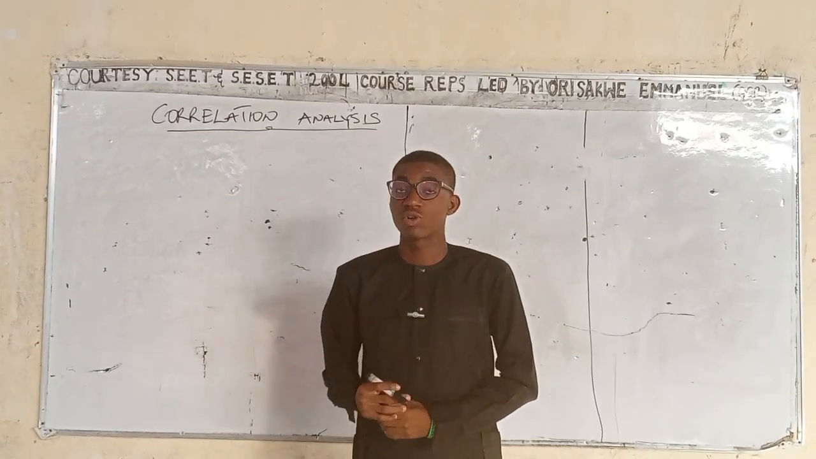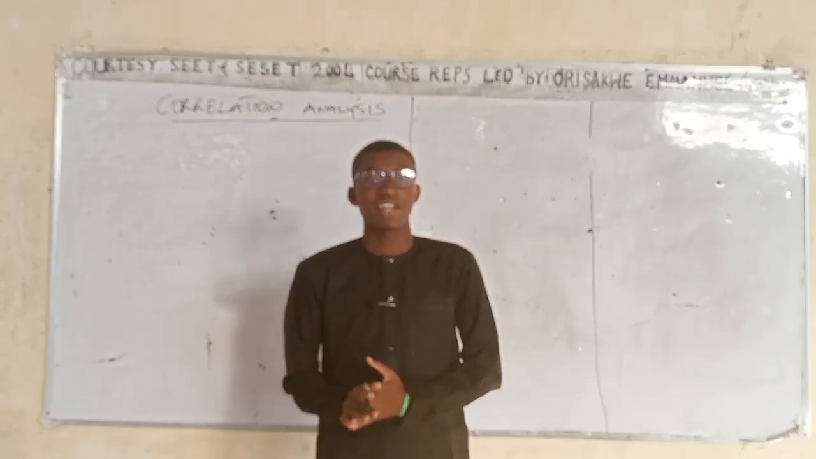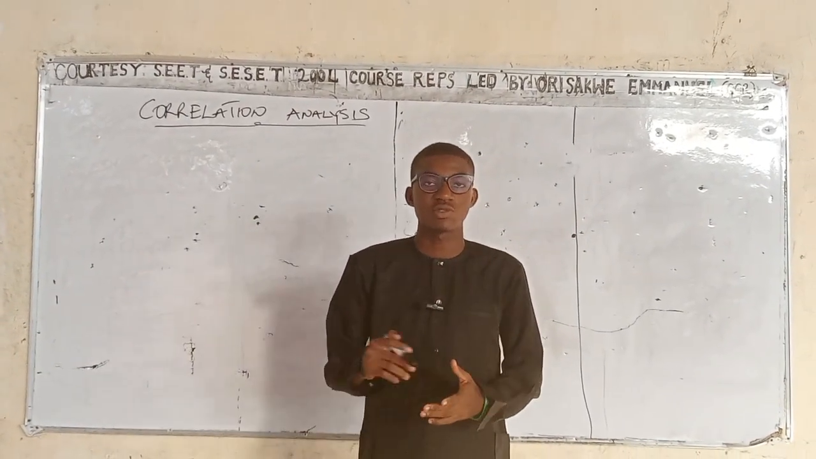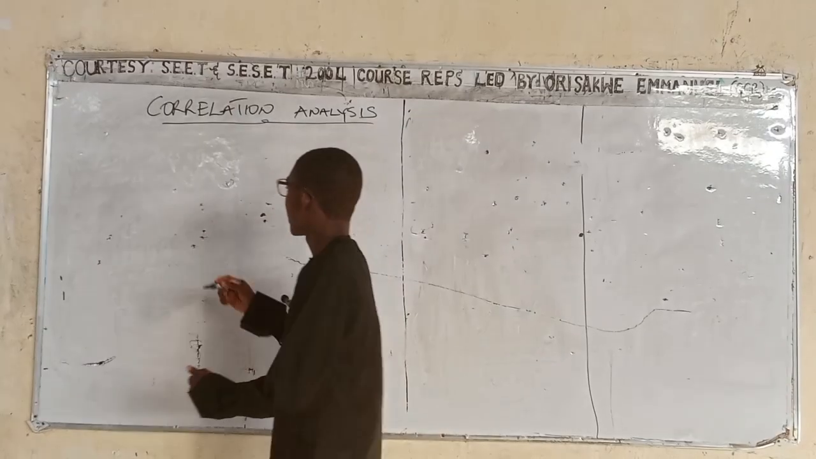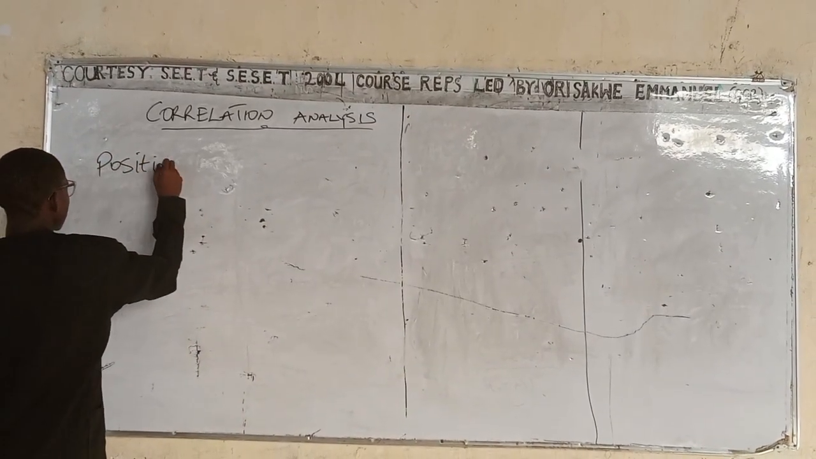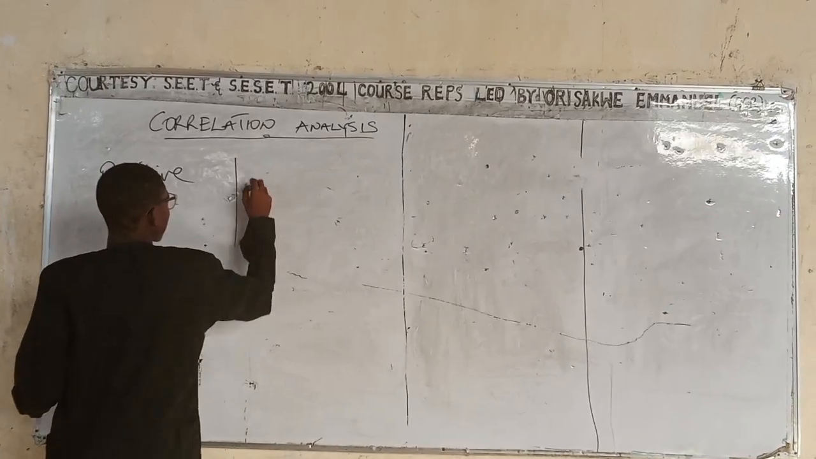So now, what is correlation? Correlation can be defined as a measure that indicates the extent to which two or more variables fluctuate together. And we have a positive correlation and a negative correlation.